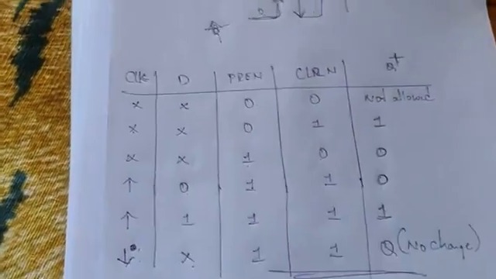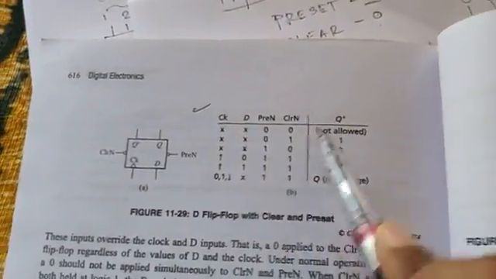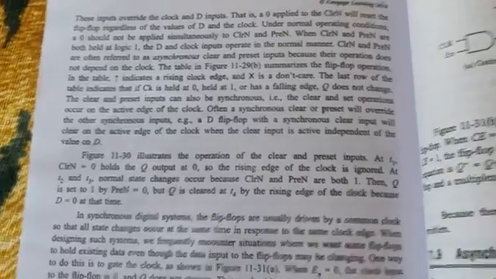So this is how it is going to work. The same table they have given in the textbook. This is the table, and the whole explanation they have given.